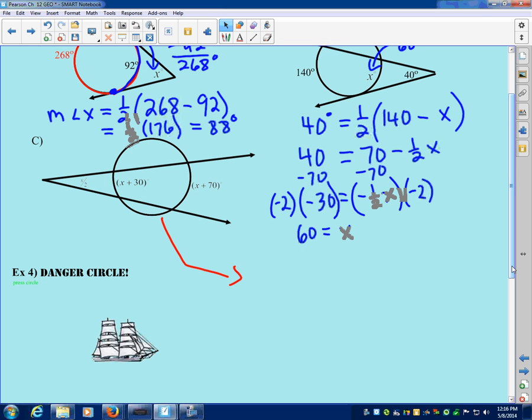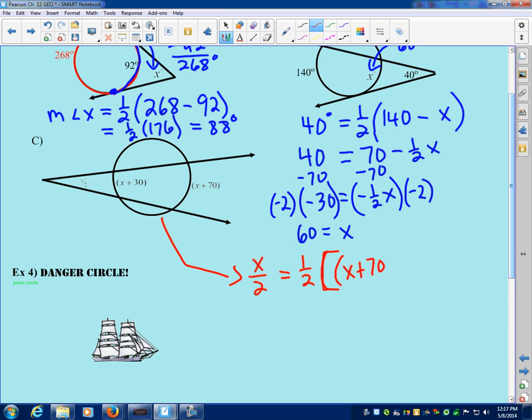All right, see if you can tell me what's going to take the place of measure of angle x in this problem. X over 2. So the x over 2 is the actual angle. The other two are arcs. Equals 1/2 of the big arc. So what's the big arc's expression here? X plus 70. Now I'm going to use a bracket here and then parentheses x plus 70. So that represents my big arc minus the little arc, which is x plus 30.